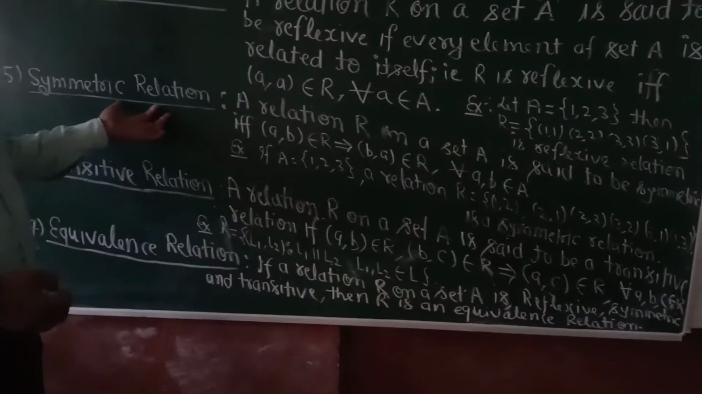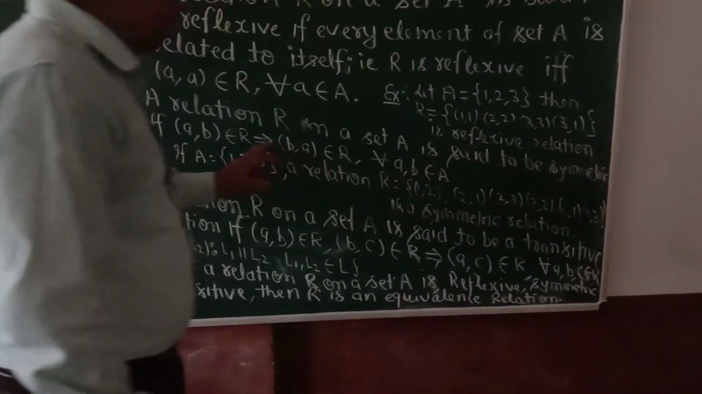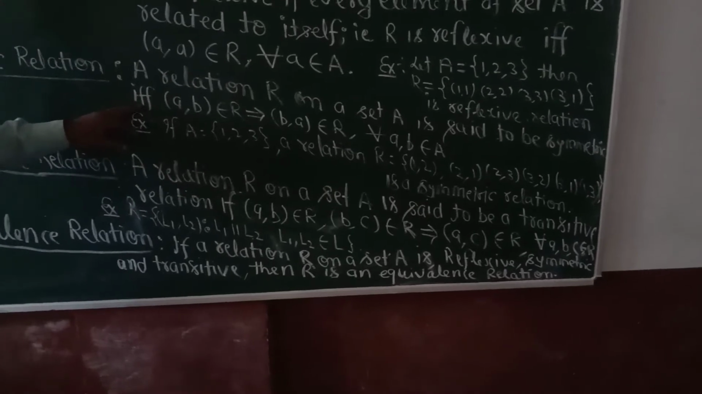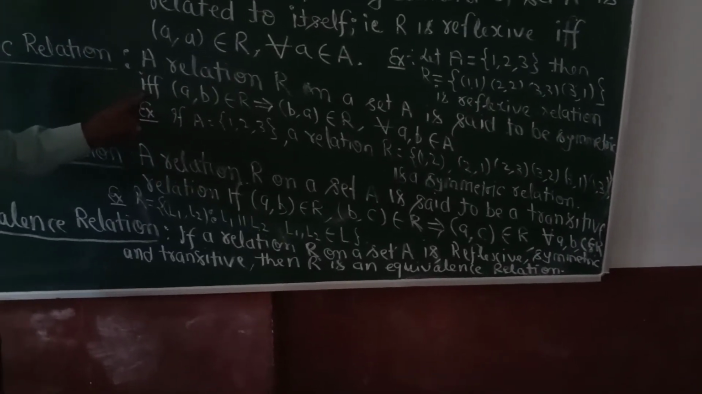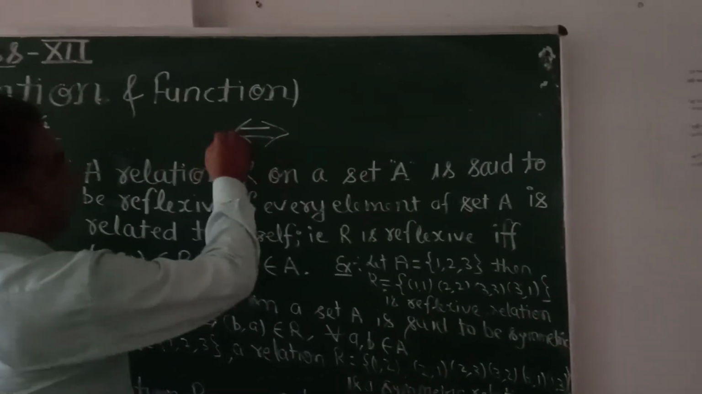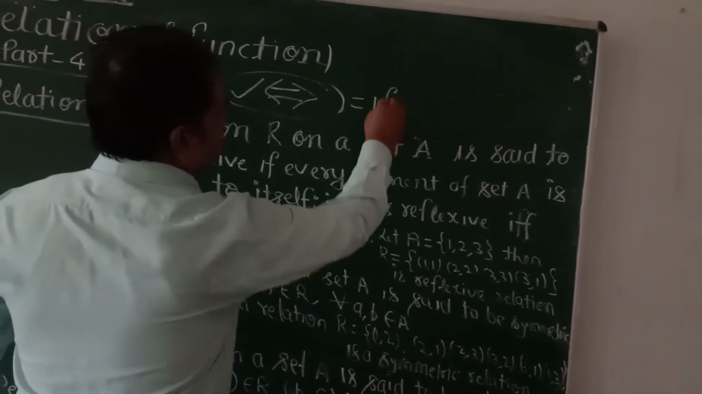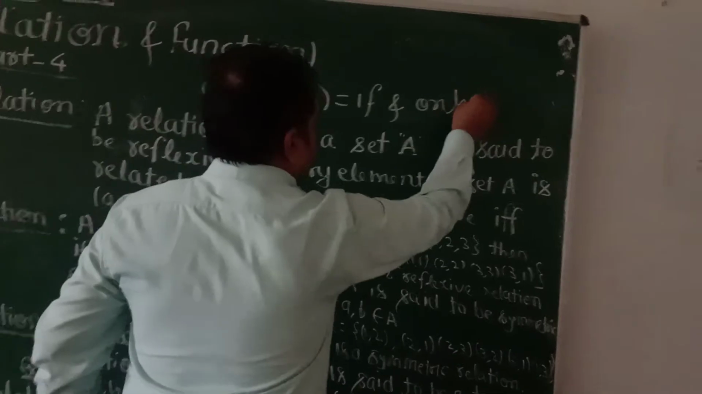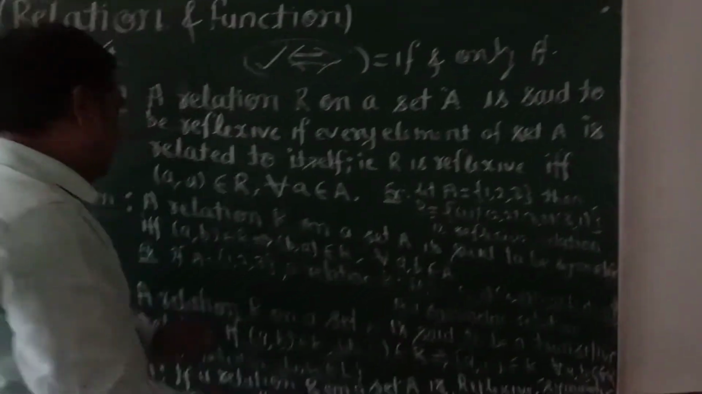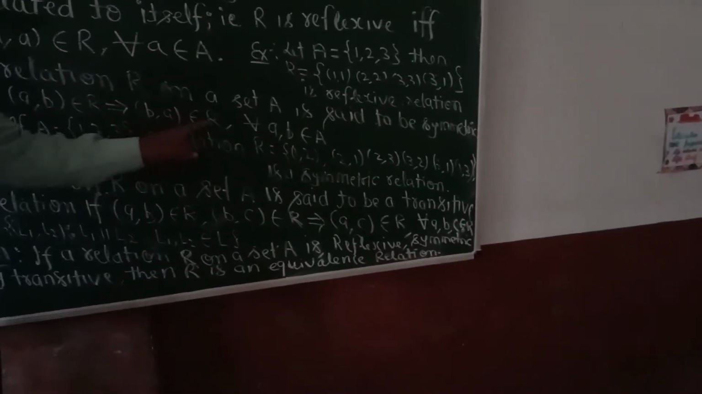Now the next relation is symmetric relation. A relation R on a set A is said to be symmetric if and only if, the IFF, it means if and only if. You read it as if and only if, and the mathematical sign is this one. Wherever you see this symbol, you read it as if and only if. So, if and only if (a, b) belongs to R, this implies (b, a) also belongs to R for all a, b belongs to set A.